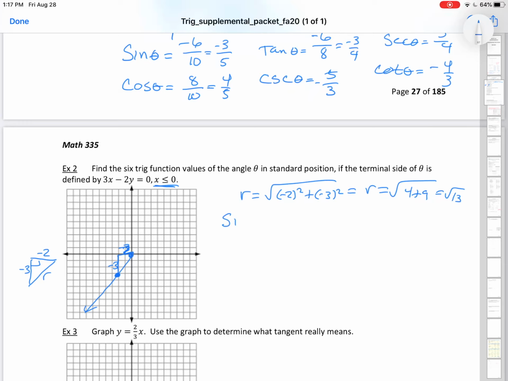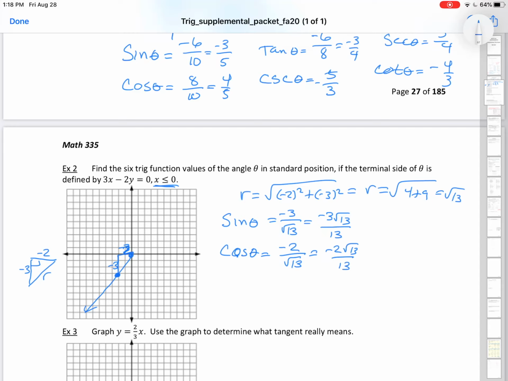So now we're going to go and figure out our sine, right? Because they want the 6 trigonometric values of theta. Sine is opposite, or the y value, over the r value. Now, you cannot leave it like this. You must rationalize the denominator by multiplying top and bottom by root 13. I know you've done that a lot in previous classes, so I'll just drop it in there. Cosine theta is adjacent over hypotenuse. And so we're going to have negative 2 root 13 over 13.